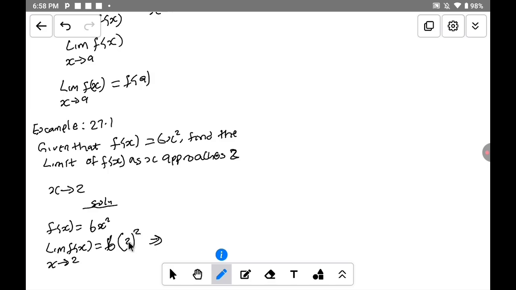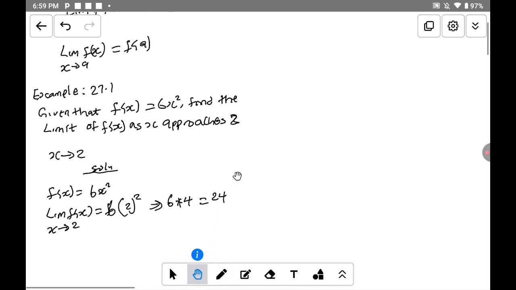Now, if you open this bracket first, that is 2 raised to the power of 2, that will give us 4. That is 2 times 2, which gives us 4. So therefore we have 6 multiplied by 4. Now 6 times 4 will give us 24.